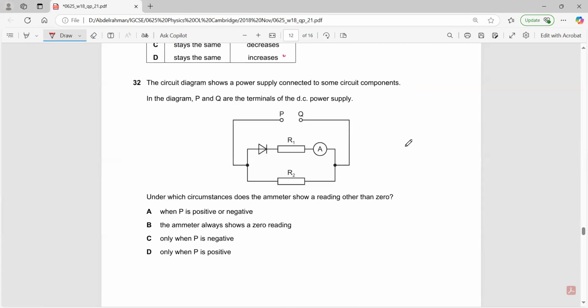Moving on to question 32. Under which circumstances does the ammeter show a reading other than zero?